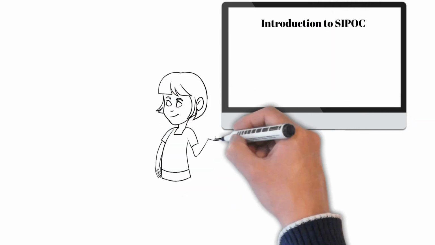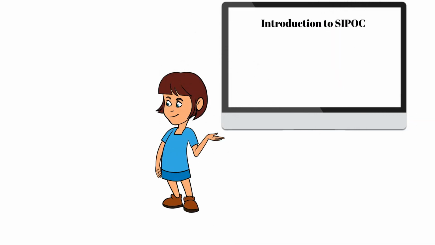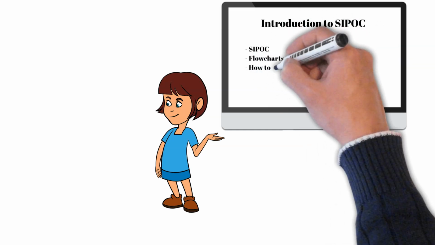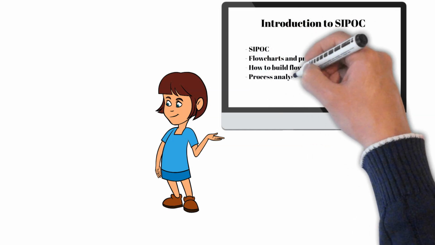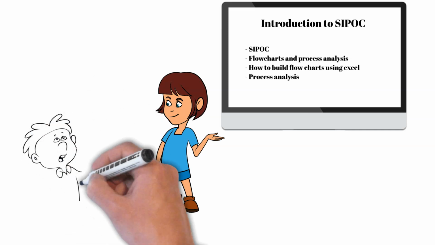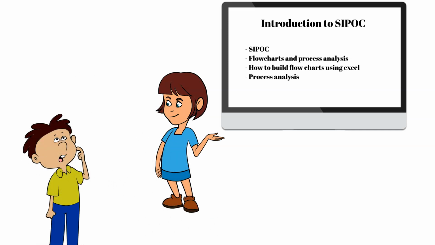We just reviewed the DMAIC framework, and now it is time to learn about a few more useful tools including SIPOC, flowcharts and process analysis, how to build a flowchart using Excel, and process analysis. So let's start with SIPOC.